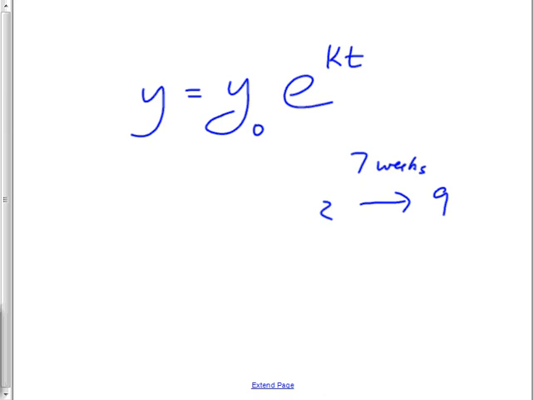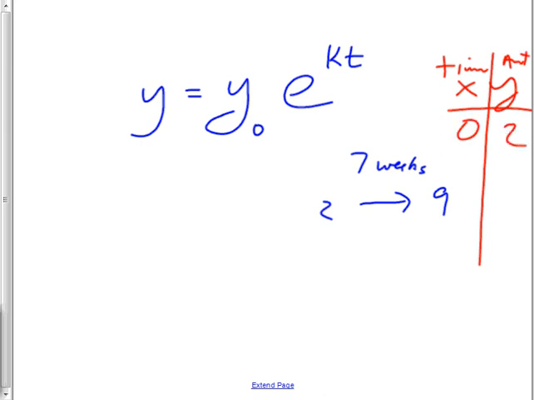Did you start by making a little table? That's what I think you should have done. Where this is time, and this is the amount. At time 0, we got 2. At time 7, we have 9. Get it? All right, next.